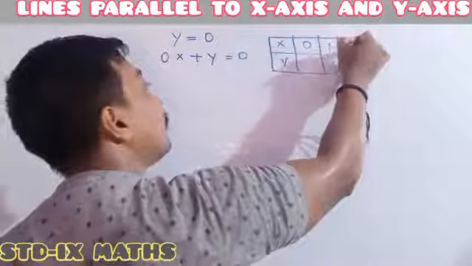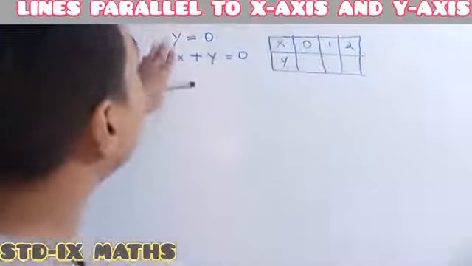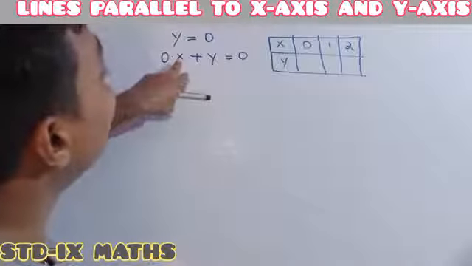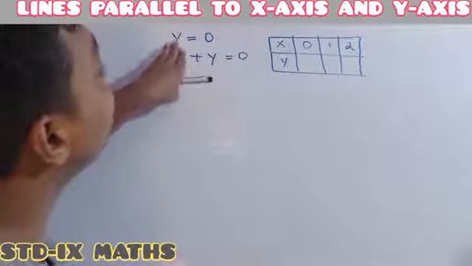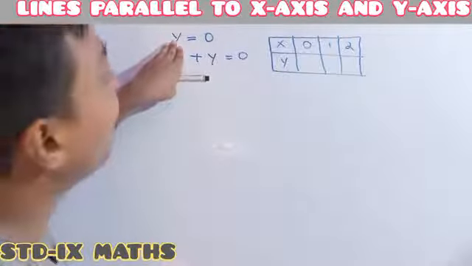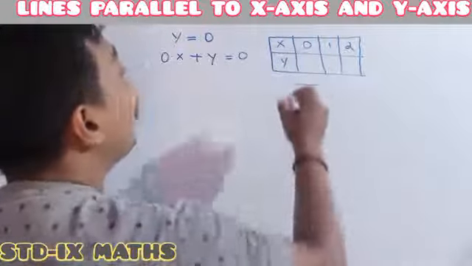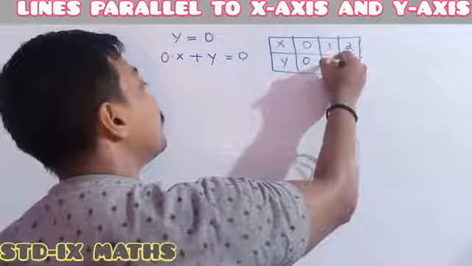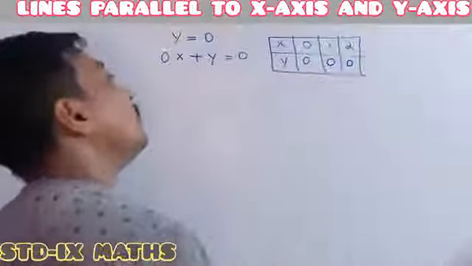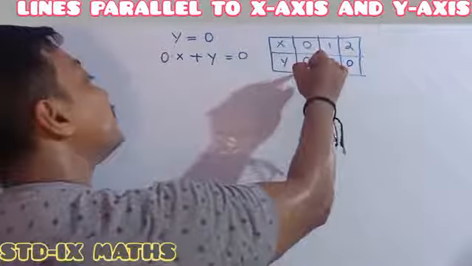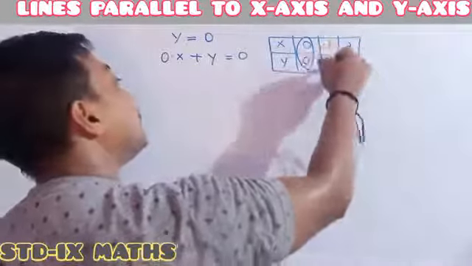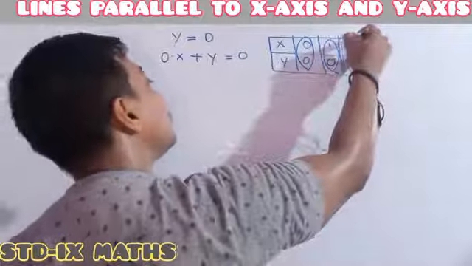0, 1, 2, I am choosing. On choosing any value of x, it is multiplied with 0, so this term always becomes 0. So for any value of x, you will always obtain y as 0. So here it is 0, here it is 0, here it is 0. So the points are 0, 0, here it is 1, 0, here it is 2, 0.